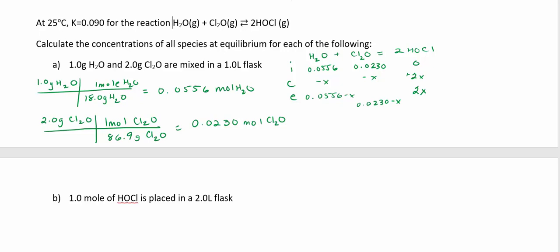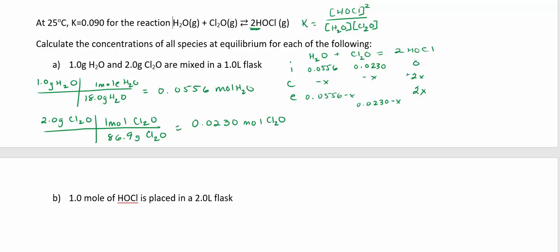So now we have to fit everything into the K expression. The K expression here is going to be the concentration of my product, HOCl squared, because the balanced chemical equation has a 2 for the coefficient of my product, all divided by the concentration of H2O times the concentration of Cl2O. Now, usually we don't put water in the equilibrium expression, but because water is a gas here, it goes. If water was a liquid, it wouldn't have a concentration, so it wouldn't be part of the equation.